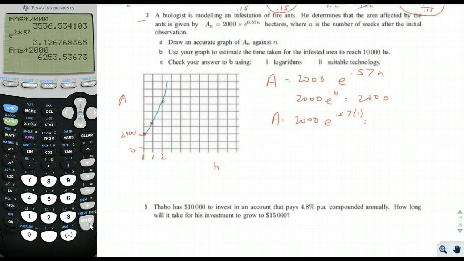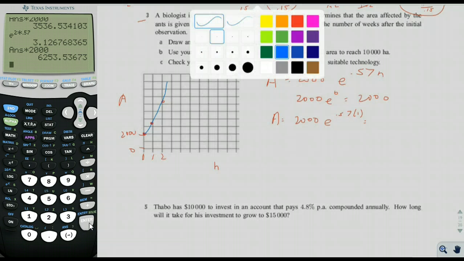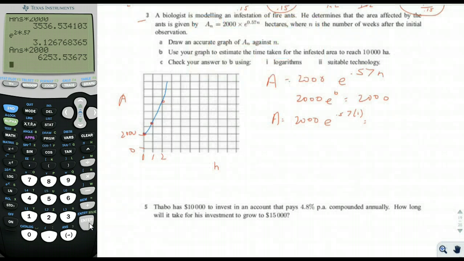Use your graph to estimate the time it takes to reach 10,000 hectares. So let's see, where is 10,000? 10,000 would be 4,000, 6,000, 8,000, 10,000. It would be about here. So it looks like it would take about 3 weeks. So I would say about 3 weeks.